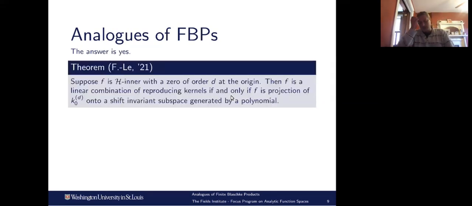And what you get out of this is a characterization of functions. Okay, so here's the theorem. If we take any H inner function, suppose it has a zero of order D at the origin, then it's a linear combination of reproducing kernels if and only if F is a projection of K0D onto a shift invariant subspace generated by a polynomial. Functions that arise in this way we say are analogues of finite Blaschke products.